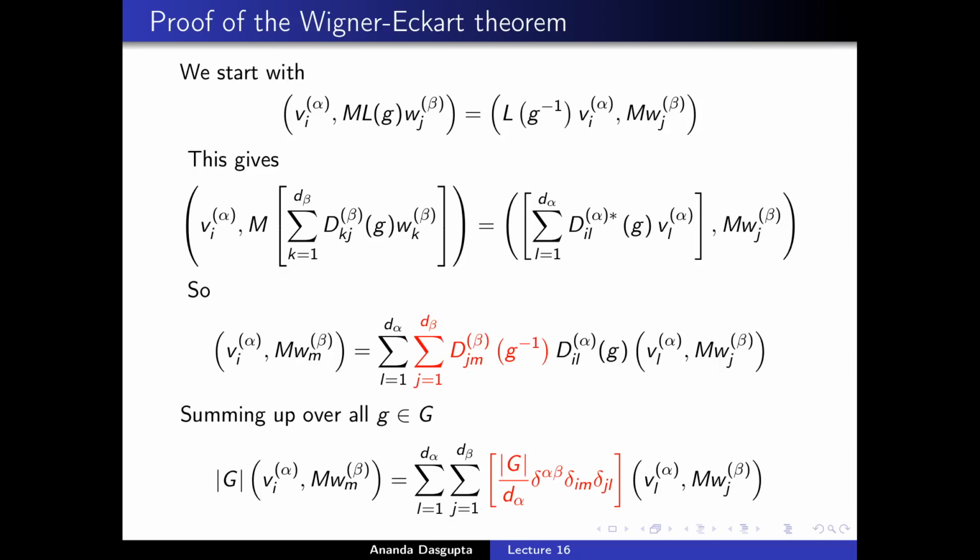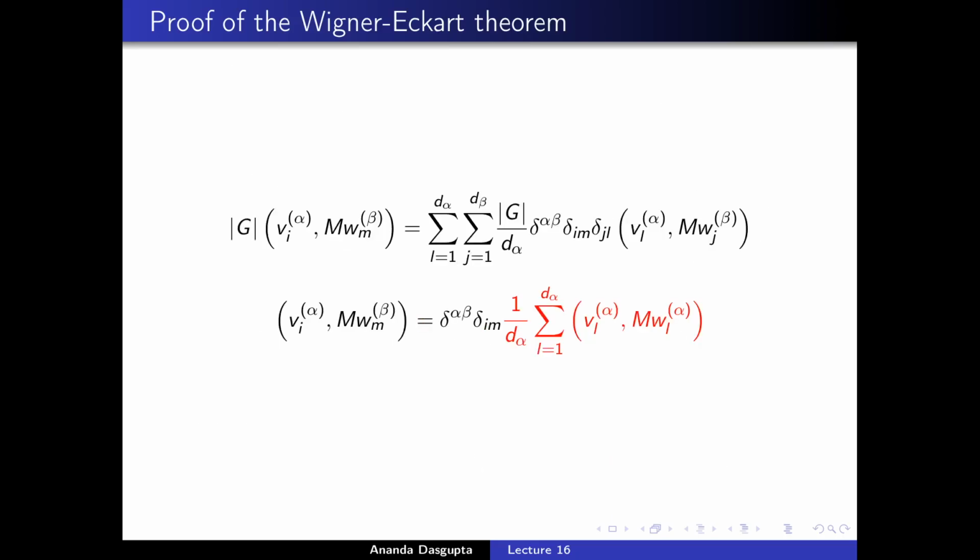In addition, because of the presence of delta alpha beta on the right hand side, this expression is not zero only when beta is the same as alpha. So we can easily replace the beta in the W beta J by alpha. And after cancellation of the order of the group on both sides, we get this final expression.